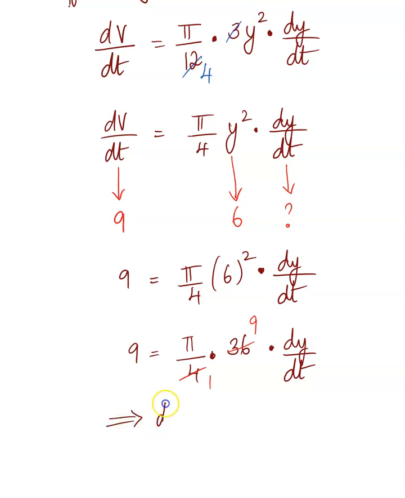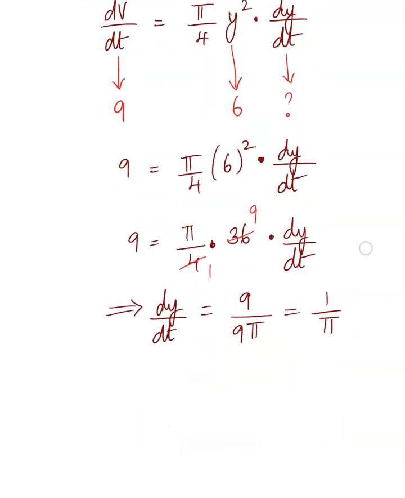So this implies dy over dt. If you solve for it, you get 9 on the left. So you divide both sides by 9 pi, basically. So dividing both sides by 9 pi, you get 1 over pi. dy over dt is 1 over pi, but because it's a word problem, it makes it a little easier for us if we were able to round this. So this rounds to 0.32.